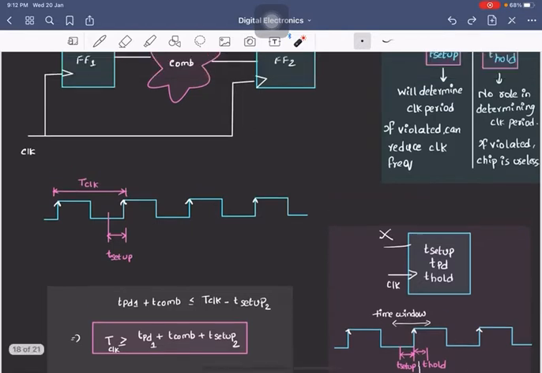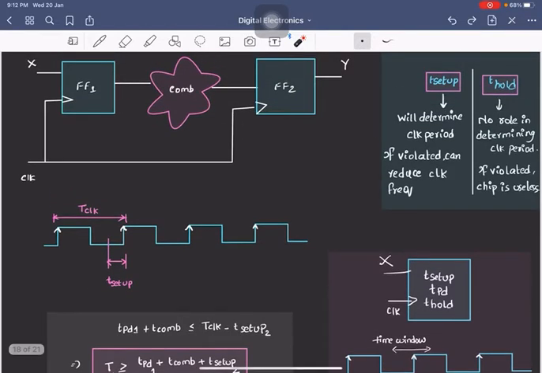Let's discuss setup time and hold time somewhat in brief. T setup will determine the clock period, and if it is violated, you can increase the clock period, in other words reduce the clock frequency, so that the setup time violation can be resolved. But t hold has no role in determining the clock period. If it is violated, the chip is useless. You can't tweak the clock period to resolve a t hold violation. Remember these two points.